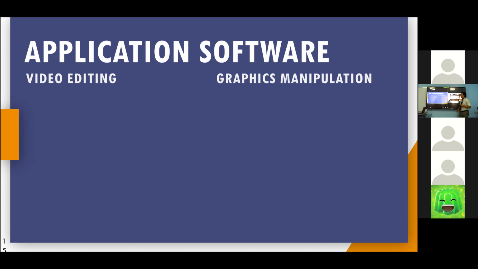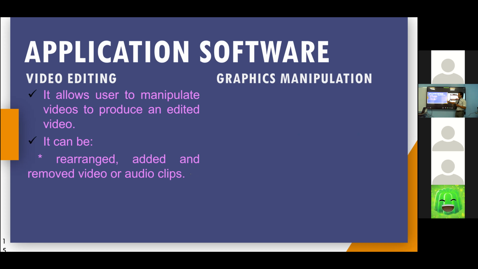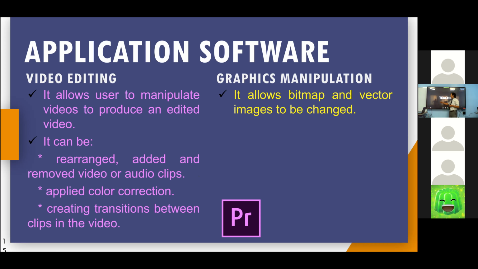Okay, next one, video editing. You know, video editing is very serious work. You can cut it, you can paste it, and manage it, and maybe some effects you can give on your document. It allows users to manipulate videos to produce an edited video. We can do it with video editing: rearrange and edit and remove video, for example, some sound and some frames and some seconds of our document. Okay, now let's continue. We can make some color correction and create transitions between the slides or videos. This icon is Adobe Premiere, very famous video editing software.